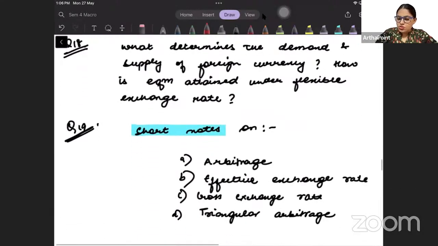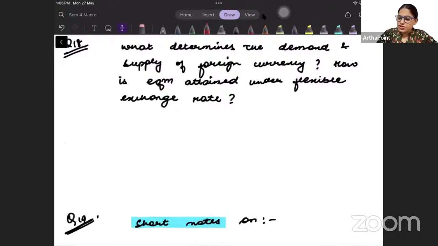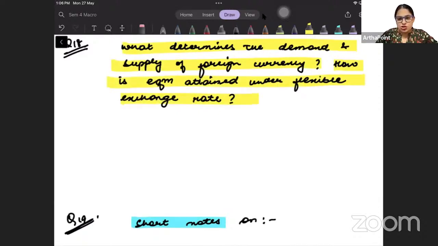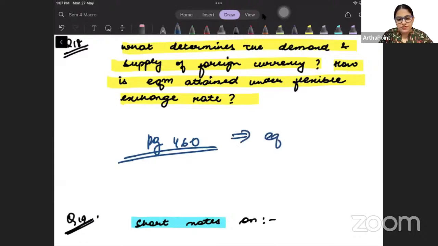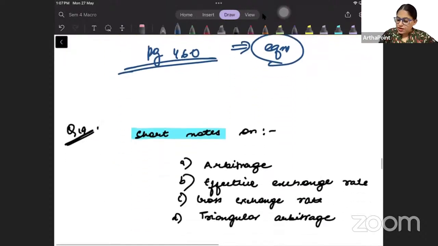Fine. So now let's go to the next question. The next question is, what determines the demand and supply of foreign currency? How is equilibrium attained under flexible exchange rate? For the demand and supply of foreign currency, you need to write the answer from page 460, beta. The equilibrium conditions are well defined there, so you can take the equilibrium condition from there. Write in full what demand depends on and what supply depends on. You need to write that also.